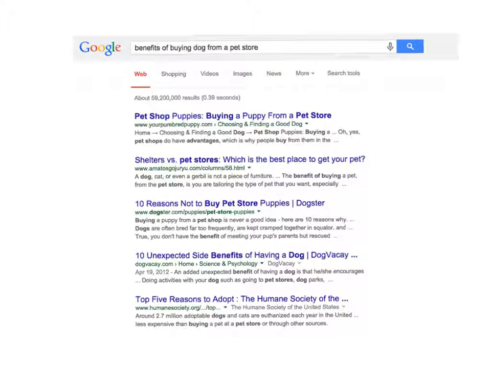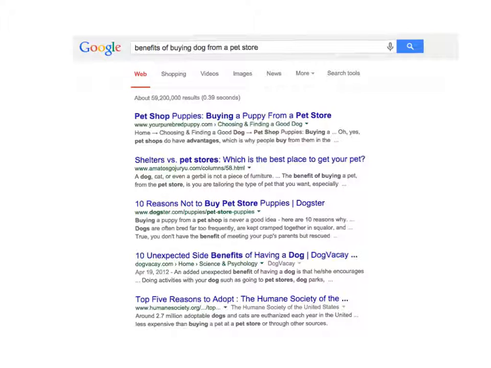So, since I keep finding things about not buying a dog, and I keep finding information about adoption, I wonder if there are any benefits at all of buying a dog from a pet store. Maybe there aren't, but it seems like I'm only getting one side of the information. So I'm going to refine my search a little bit and change it to, are there benefits of buying a dog from a pet store? See if I could get an alternate perspective.